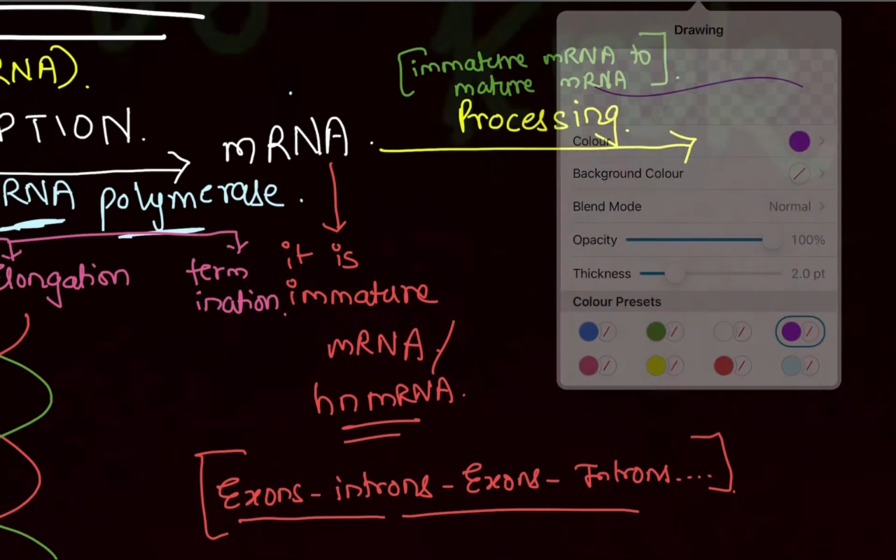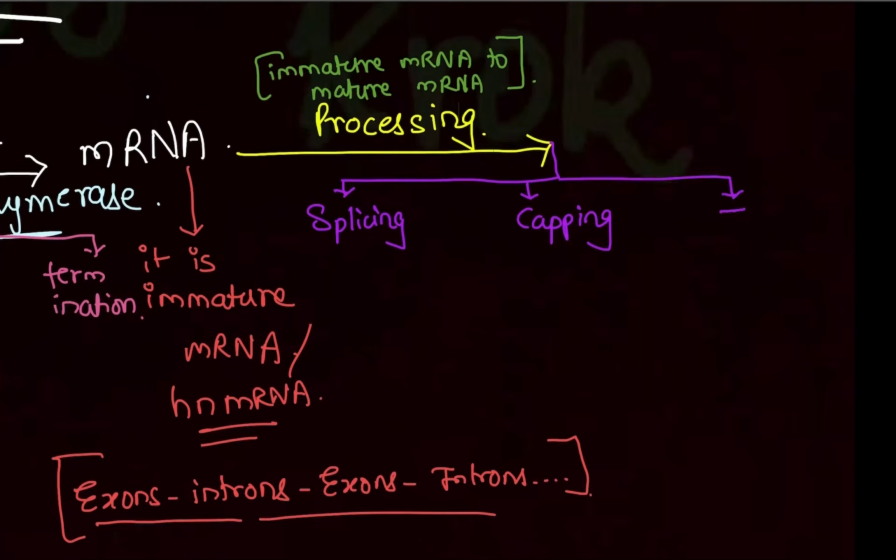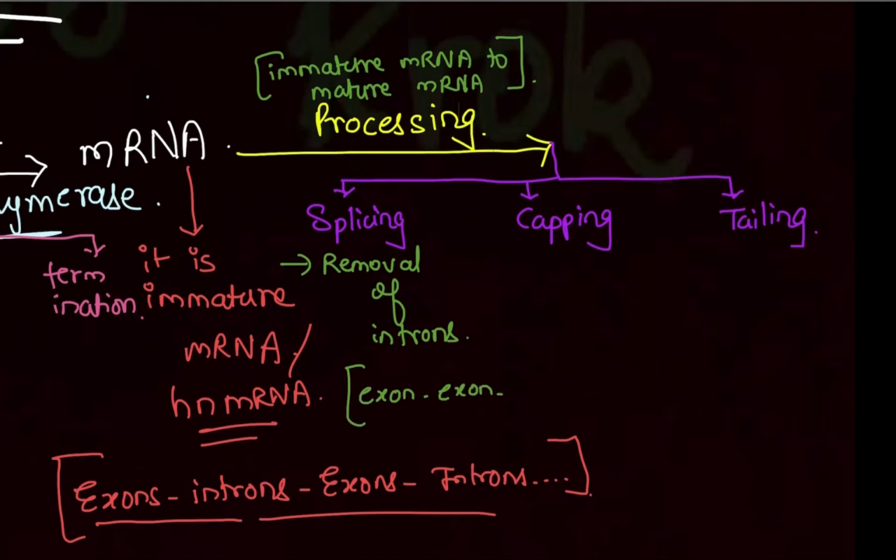So processing has 3 steps. You can write down these 3 steps like this: splicing, capping, and tailing. Splicing is removal of introns. Removal of introns means exon, exon, exon, and so on. This will be the structure of the mRNA once the introns are removed. Exon, exon, exon.